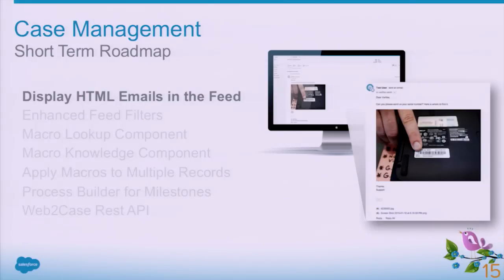So the short-term roadmap, basically we will display HTML emails in the feed. What it means is any inline images or specific formatting will be available directly in the feed. So you won't have to click on the reply link to see the inline images inside the email action. Everything will be available straight away.